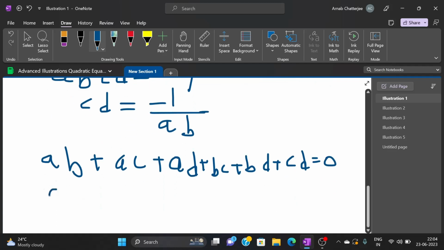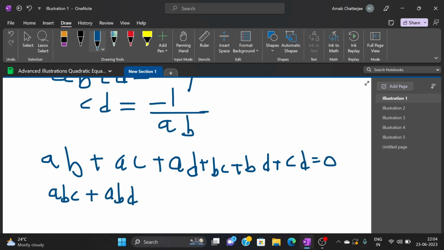Moreover, I have ABC plus ABD plus ACD plus BCD. That is also equal to 0.